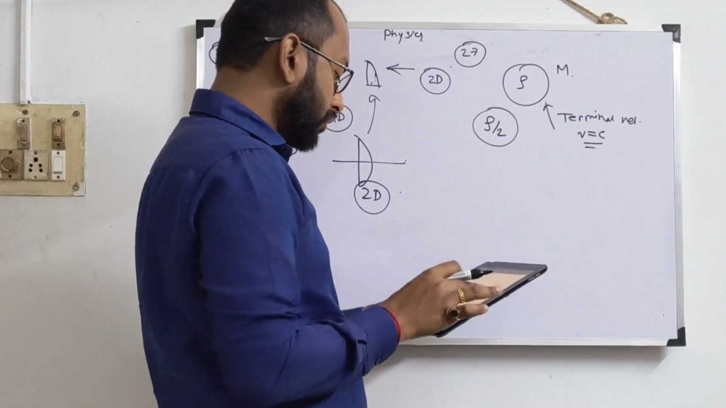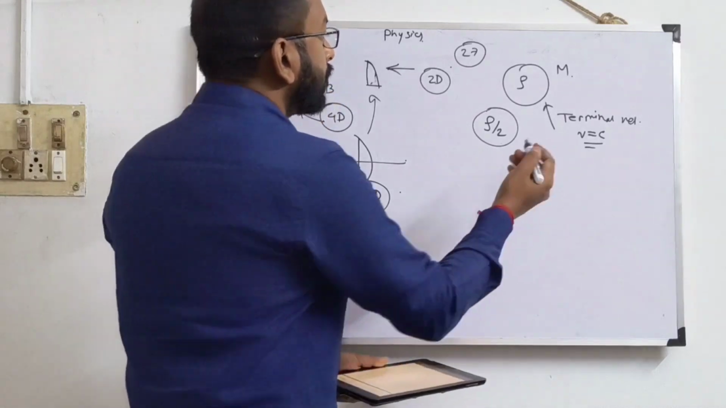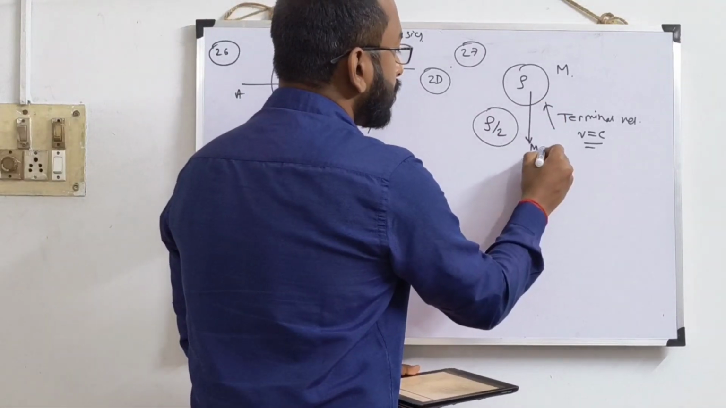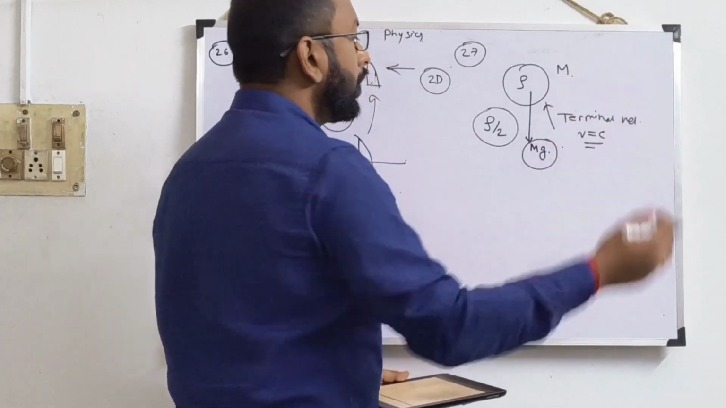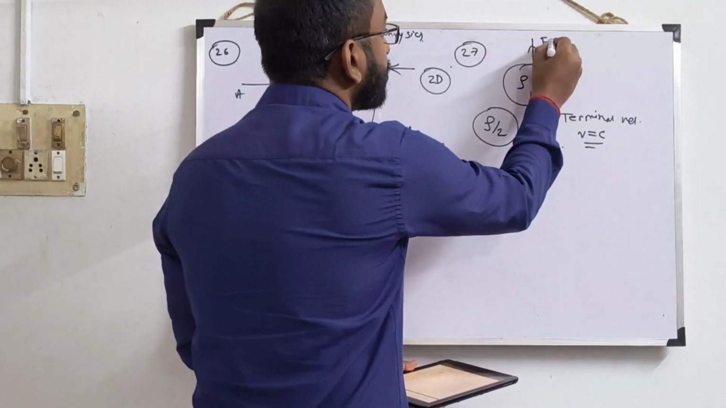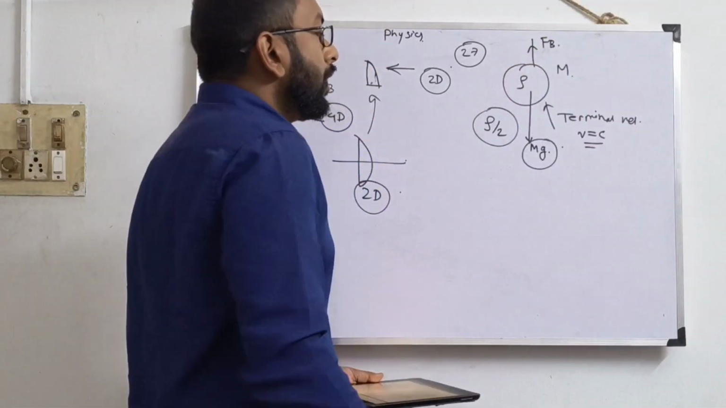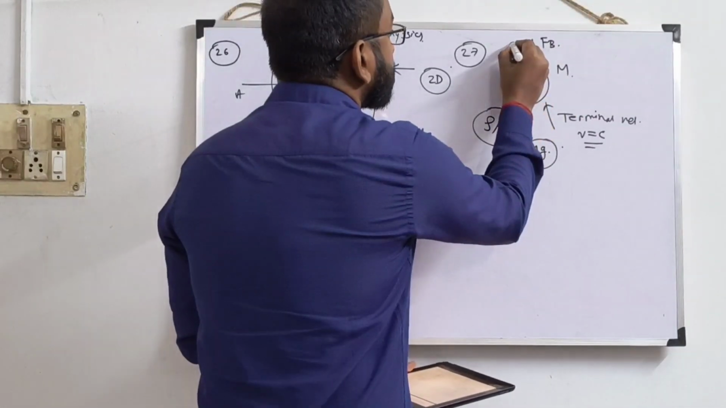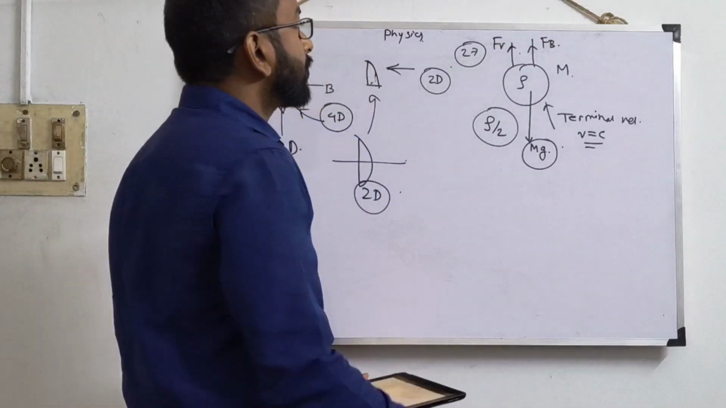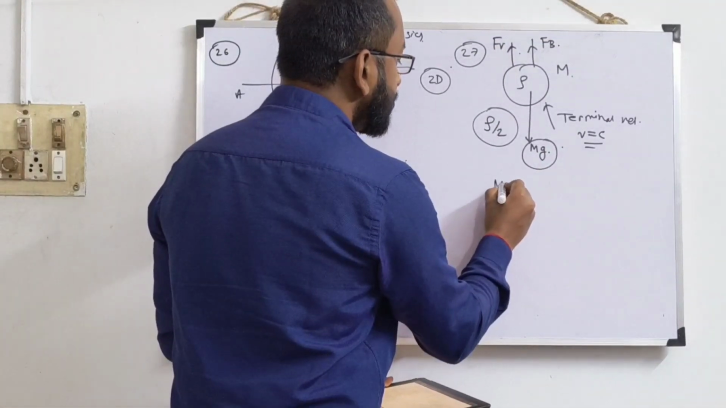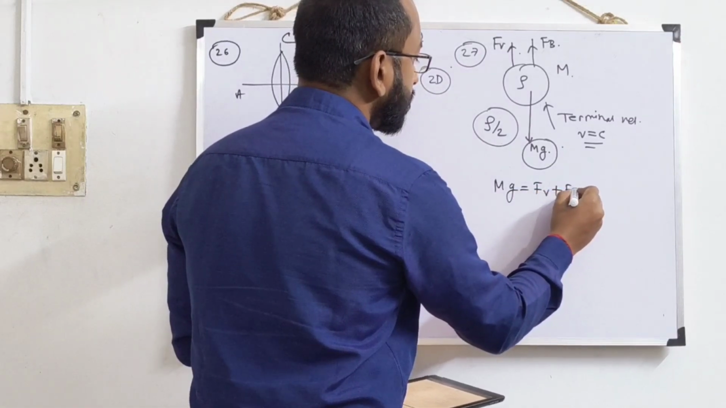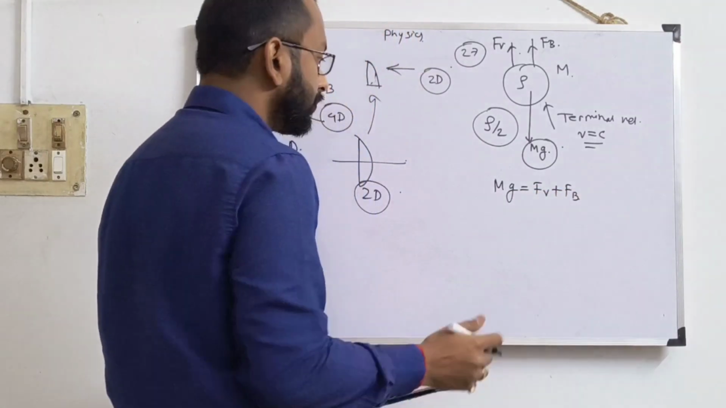Then the viscous force acting on the ball will be, so the force acting downward is the weight, that is m into g, and the buoyancy force fb is also acting upward, and they will be ultimately balanced by introducing a new force, that is the viscous force. So mg will be balanced by the viscous force plus the buoyancy force.